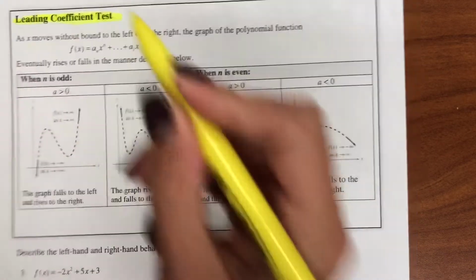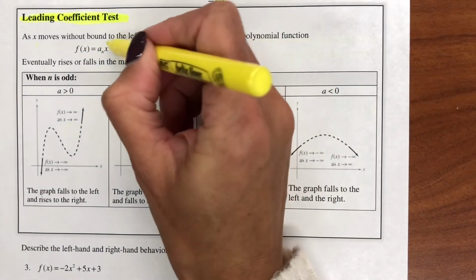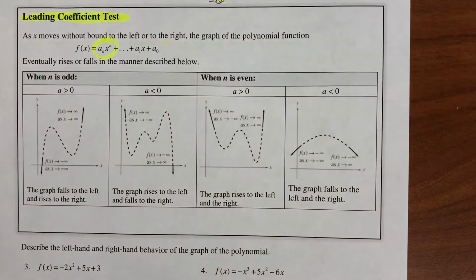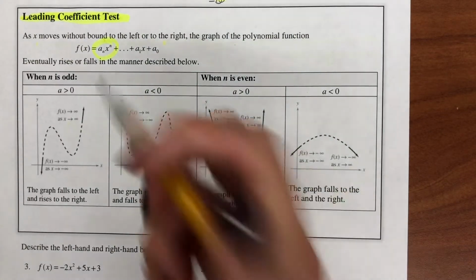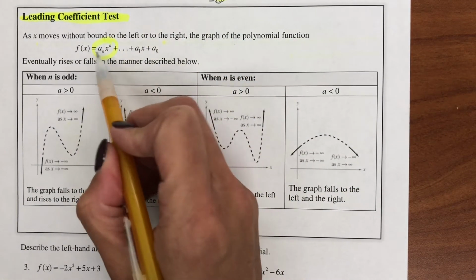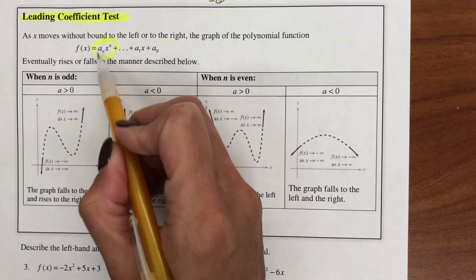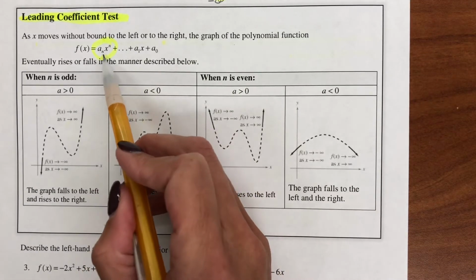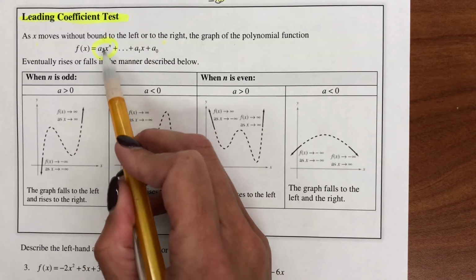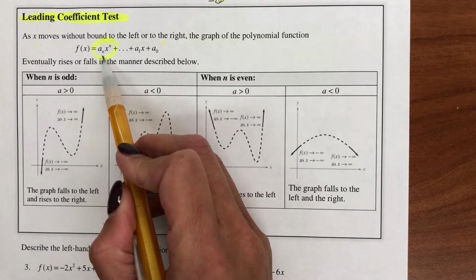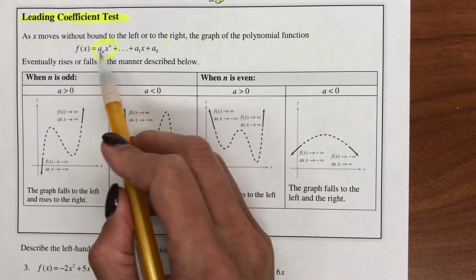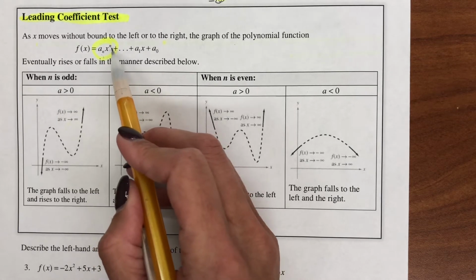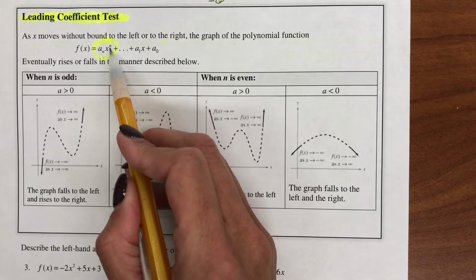So we're looking at a couple things. We're looking at that first term here, okay? The A sub n here stands for that leading coefficient, the first number you see there. What we're doing is we're looking at that leading coefficient, and we need to determine if it's positive or negative. And then we're also looking at the exponent, or the degree here, the n, and then we need to determine if that's even or odd.